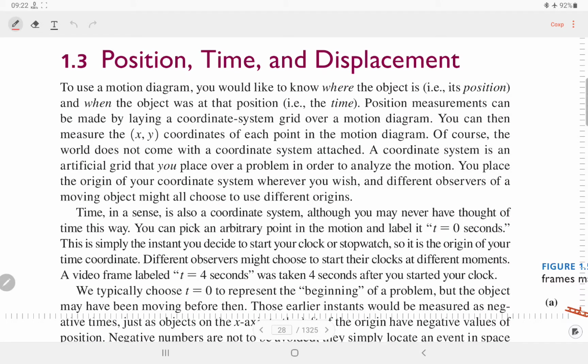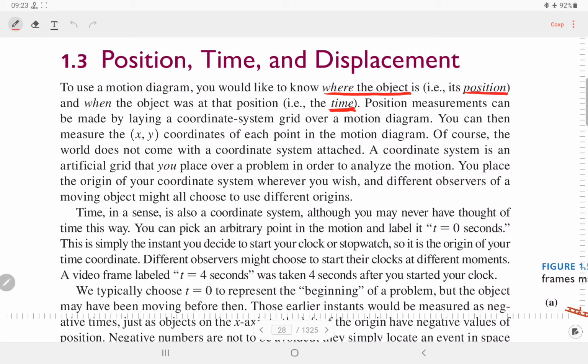Now, position, time, displacement. Why do we need these physical quantities? To use motion diagrams, the diagrams that we just explained, you would like to know where the object is, basically its position. To solve problems, you should know where the object is located at a certain time. So this is one of the questions. Position is important, and also time is important.